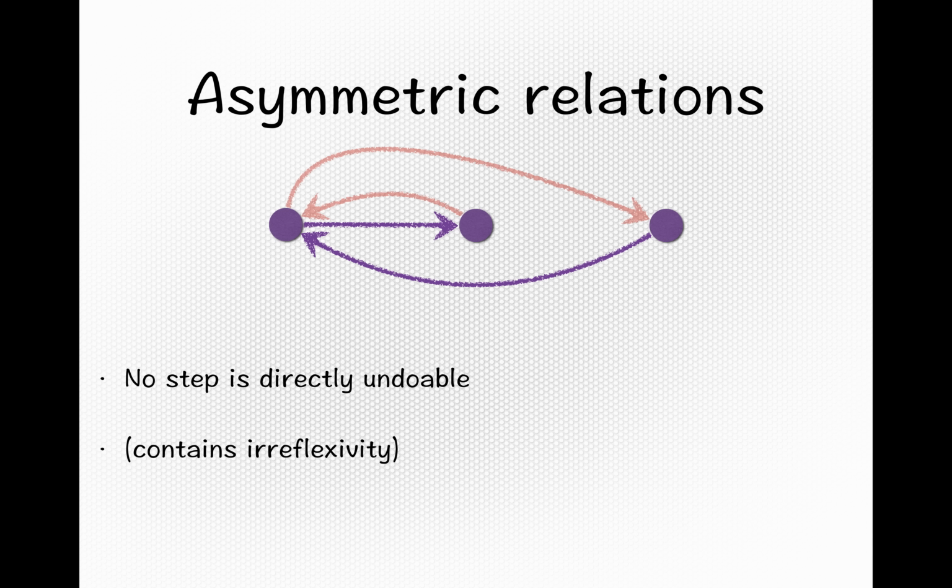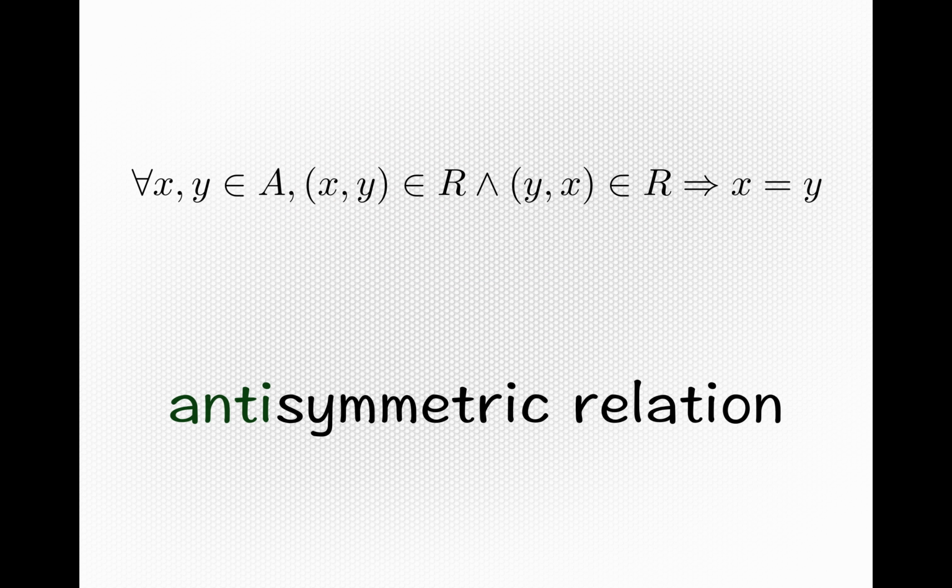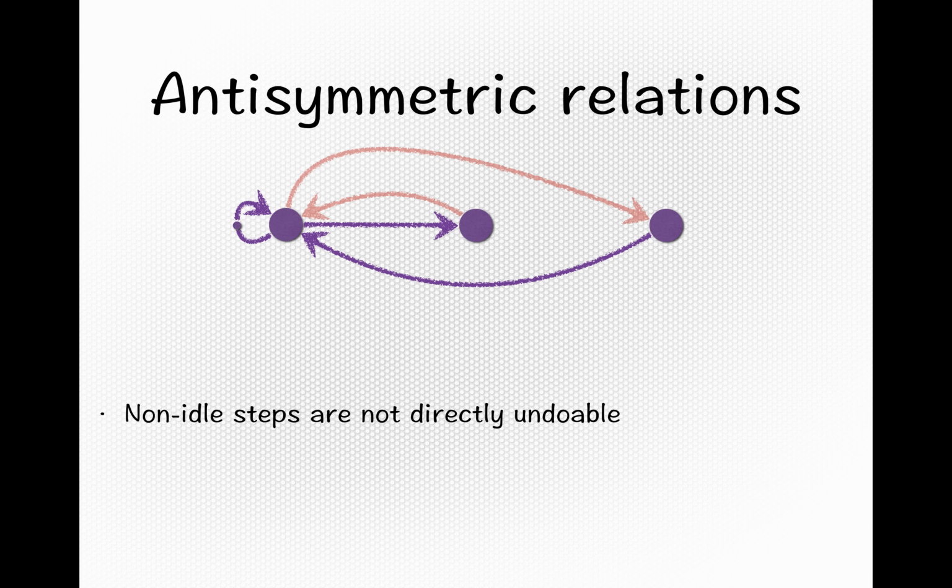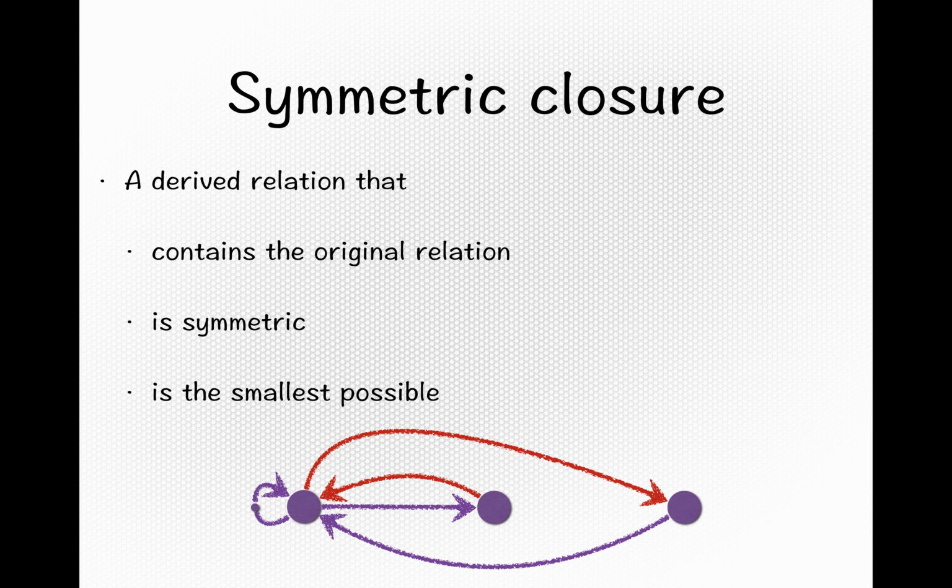So it kind of contains irreflexivity, which is slightly annoying, because then you are not allowed to have these little idle loops for elements. So for this case, there is an antisymmetry relation, which is slightly weaker, which says that if we can go from x to y and from y to x, it means x and y are just the same thing. So antisymmetry basically means that we are not really symmetric, but we can be reflexive. So non-idle steps are not undoable, but idle steps are still allowed. And then we have symmetric closure, which is defined the same way. It basically contains the original relation, it's very small, and it is symmetric.